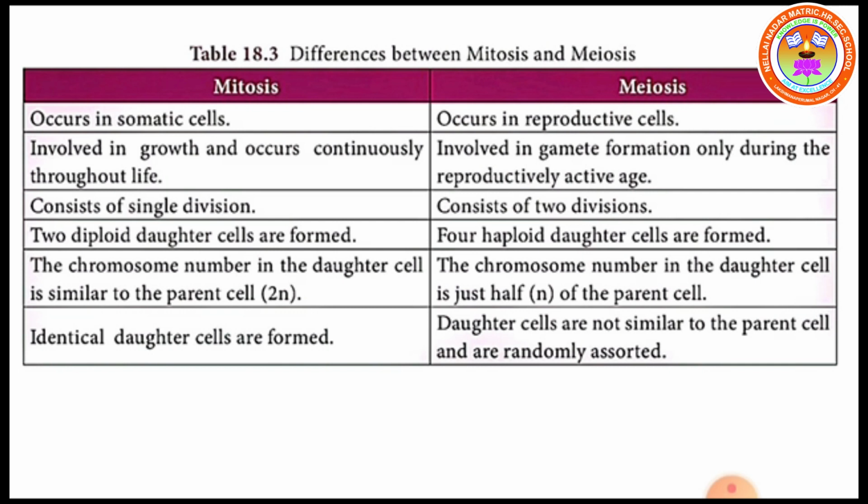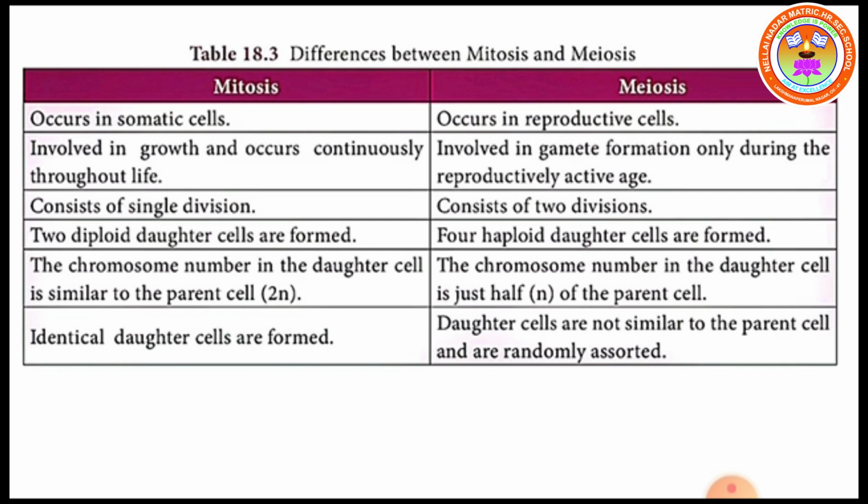Occurrence. Where does it occur, mitosis and meiosis? Mitosis occurs in somatic cells or body cells. Meiosis will occur only in the reproductive cells. During sperm formation or egg formation in humans, it takes place in the reproductive cells. Sperm mother cell or egg mother cell, as we used to say, is where it takes place.